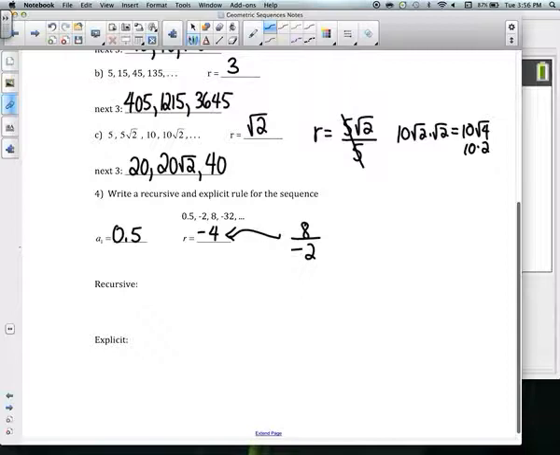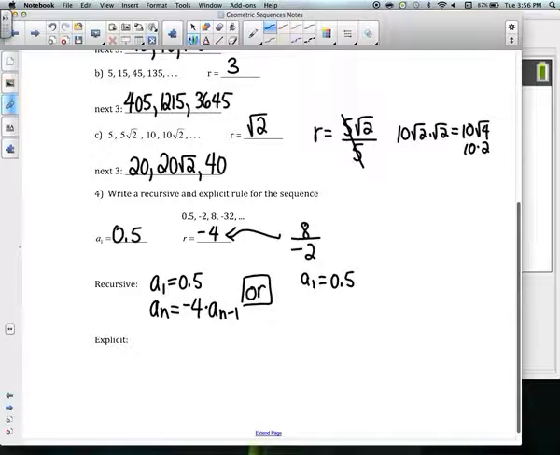So for recursive, always remember to write your first term. And then your second part is -4, in this case, times the previous term. I'm just going to write an or, just so you get used to seeing those 2 different alternative options.